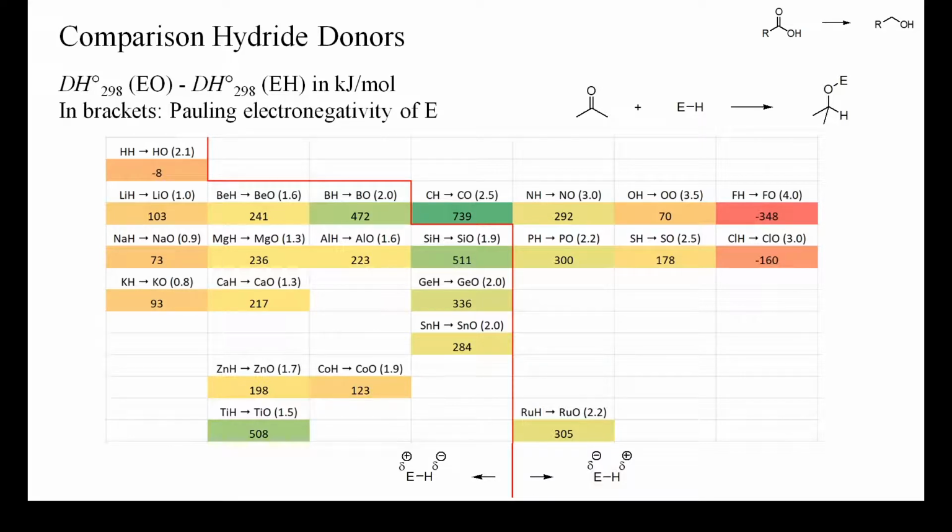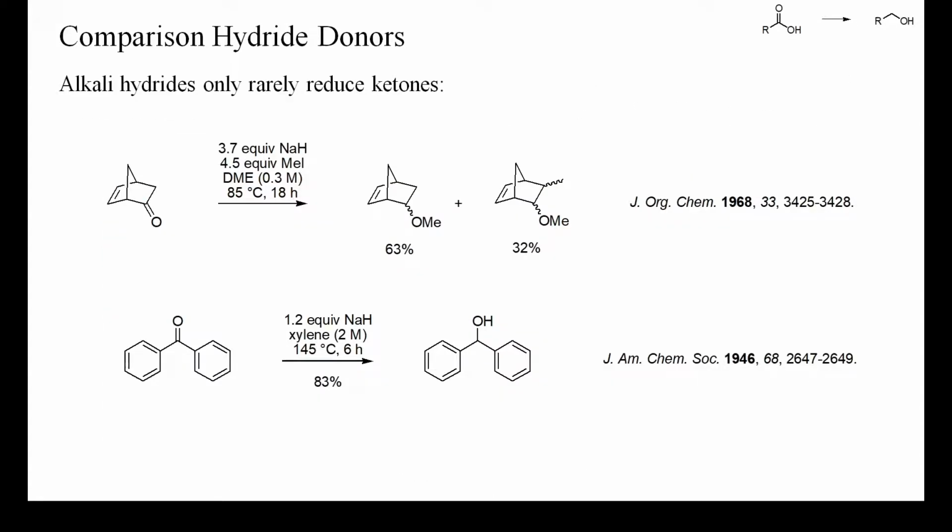Reactivity, however, is not only a thermodynamic but also a kinetic property. But isn't it amazing that the hydrides of boron or aluminum are potent hydride donors for organic carbonyl groups, while lithium, sodium or calcium hydride do not reduce ketones at all? Well, this is not completely true.